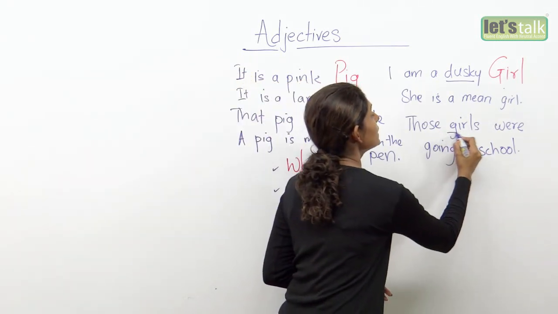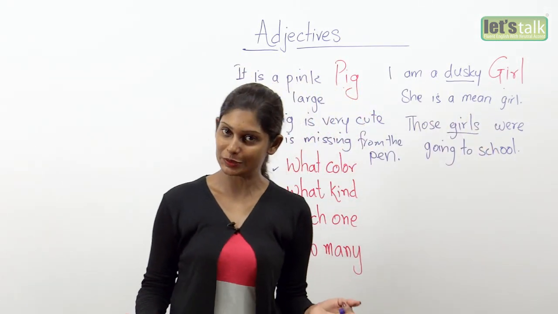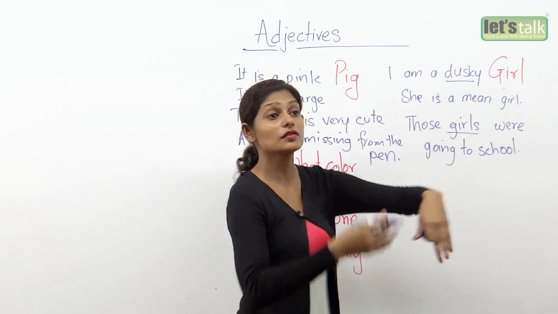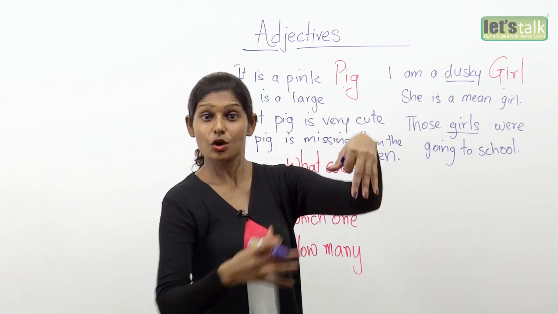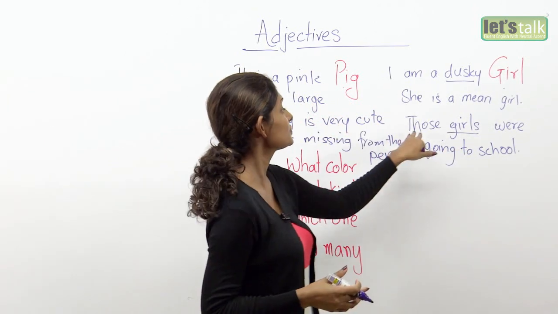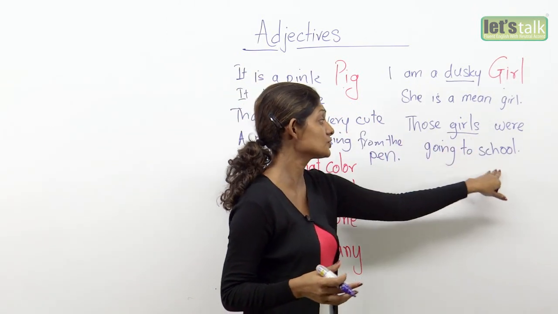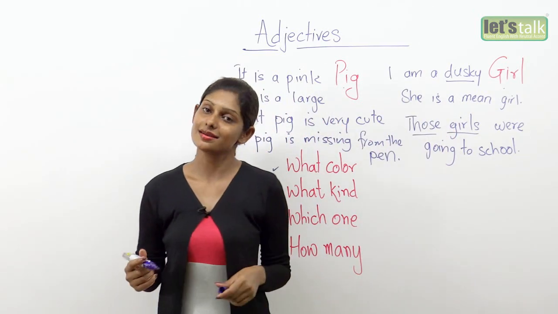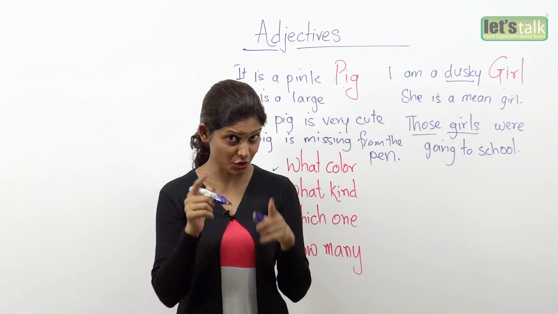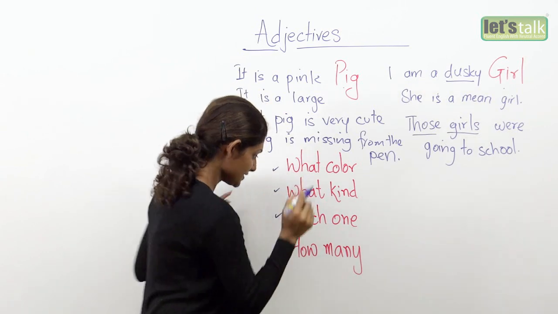Now girls over here is the noun. Out of all the girls, probably you are describing those bunch of girls who were going to school. All right, so you can say those girls who were going to school. Those in this sentence is an adjective. I hope you have understood. Yes, let's go on to the next one.